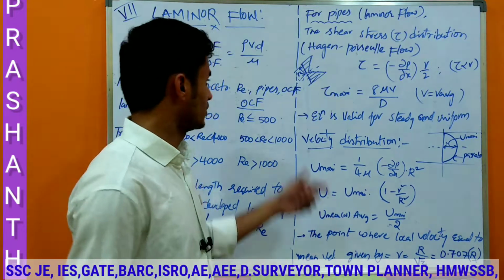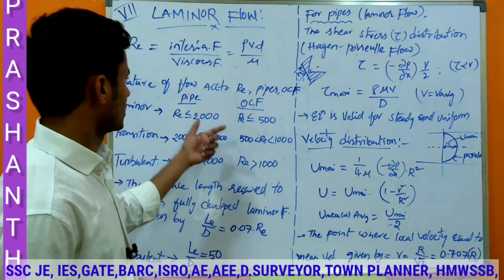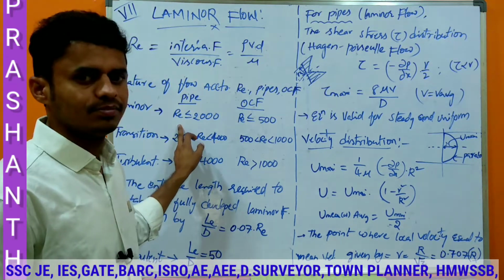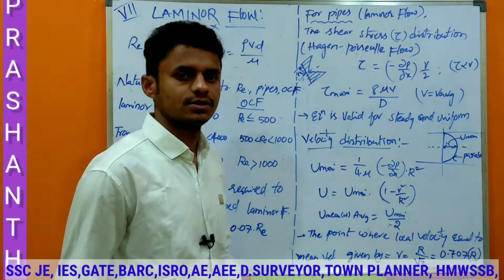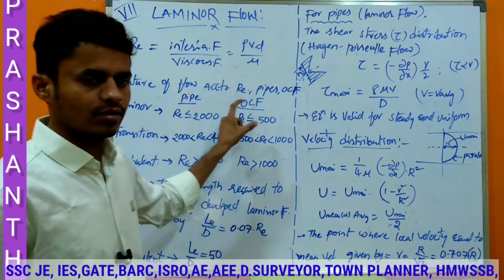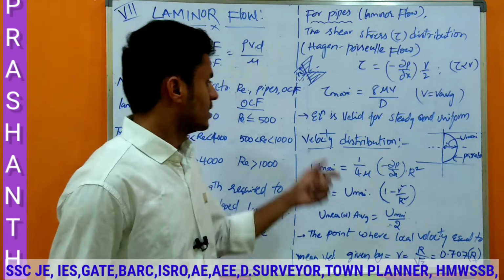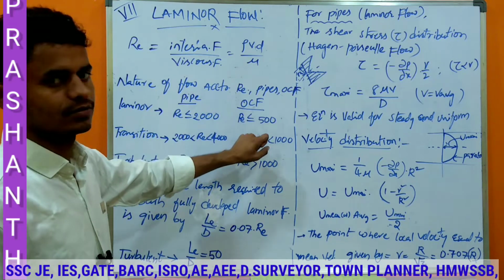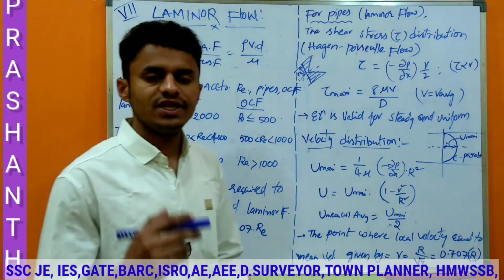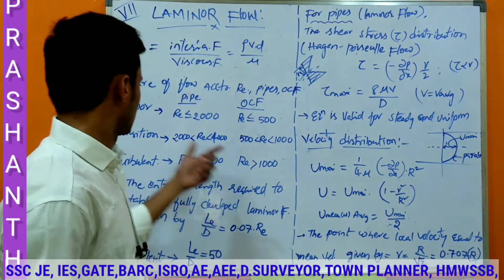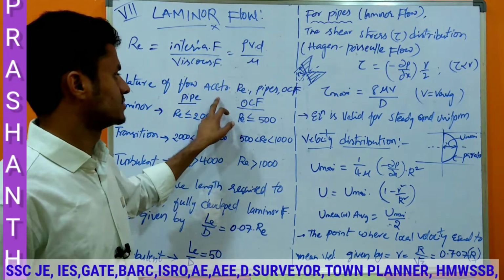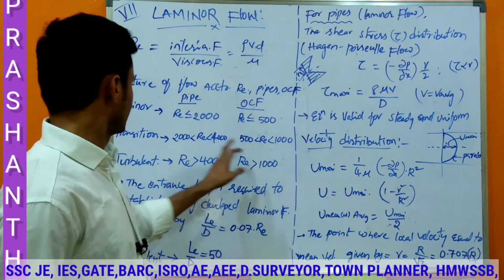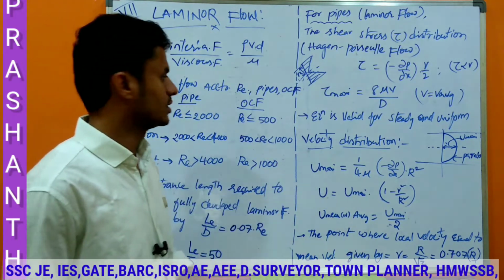According to the Reynolds number, we can classify the flows, that is in the pipes and in open channel flow. If the Reynolds number is less than or equal to 2000 in the pipes, then it is laminar flow. In open channel flow, if the Reynolds number is less than or equal to 500, then it is also laminar flow. If the Reynolds number is between 2000 and 4000, then it is transition flow for pipes. If the Reynolds number is between 500 and 1000, then it is transition flow for open channel flow.